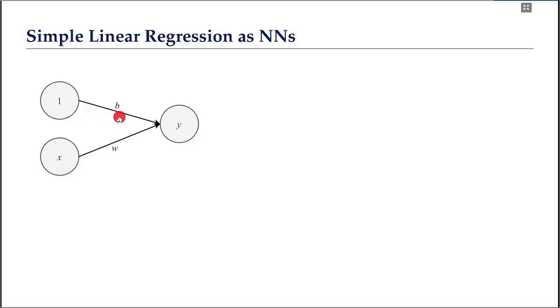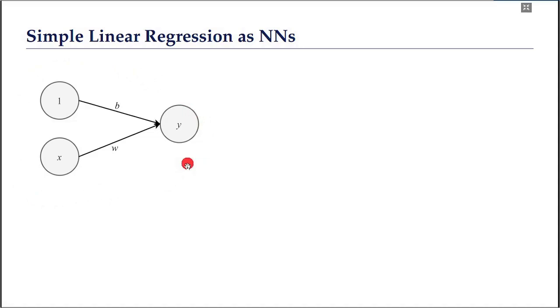So this representation is just a simple linear regression model, or the model is y equals 1 times b plus x times w, or simply this model is nothing but y equals b plus w times x. So this is just a simple linear regression model. So we have 2 input nodes and we have 1 output node. Now let's represent this simple linear regression model as a deep neural network model. By default, this representation is a single layer neural network model.